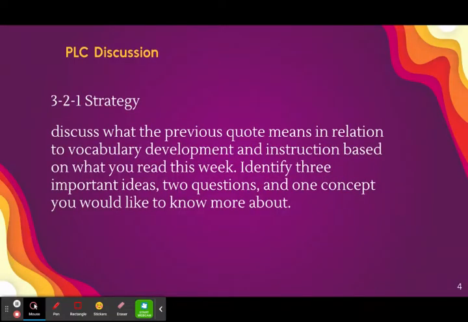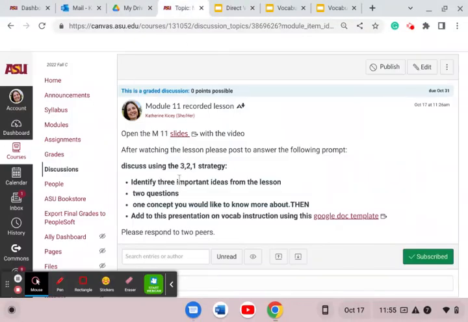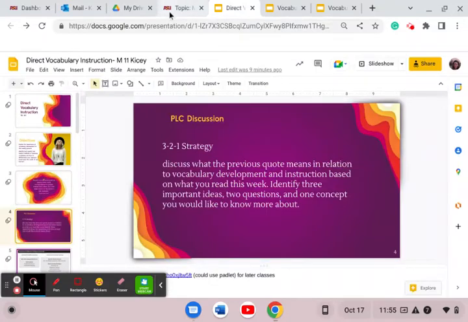So this is just like we talked about at the beginning of the video. We're going to use that 3-2-1 strategy within the discussion board. So in the discussion board, let me just go back. In the discussion board, you'll be following these prompts. It's exactly the same prompts as the discussion board.